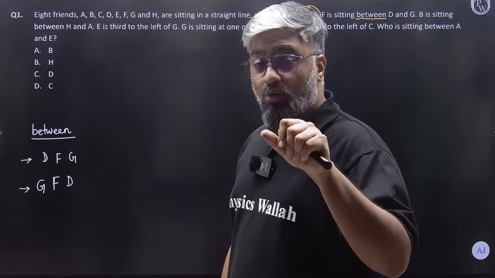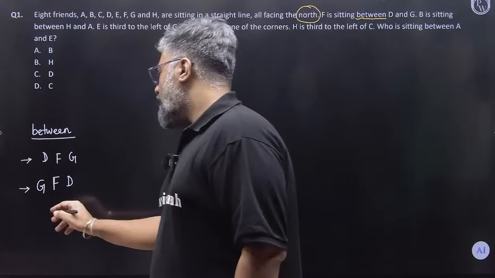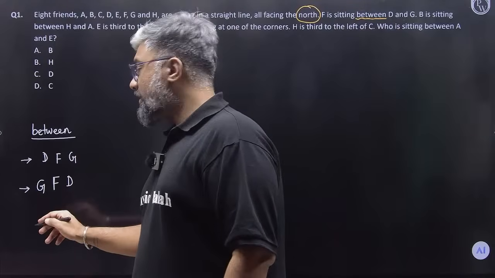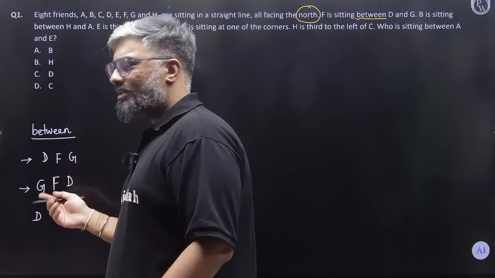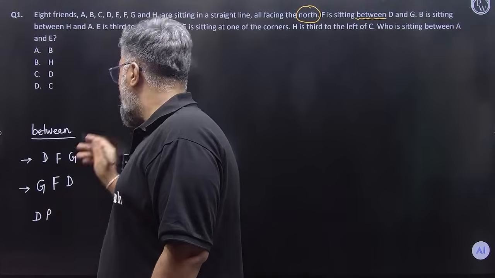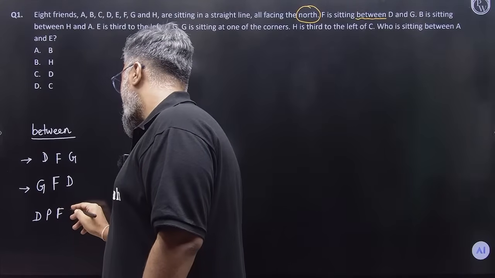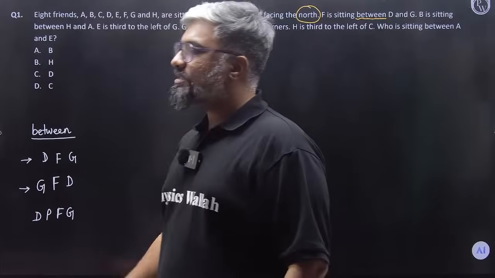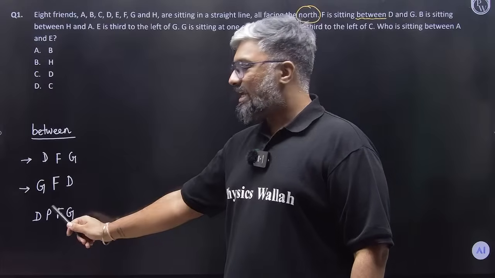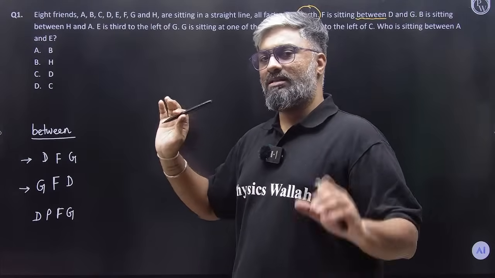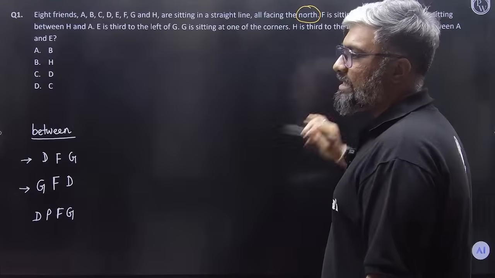Okay. Now there could be one more situation. What about this? You tell me whether this is right or wrong. Okay. There is D. There is some other person, for example, some P. Okay. There's no P here. So I'm randomly taking a person. F and G. Is this correct? Is this correct according to this arrangement? Just this situation that F is sitting between D and G.